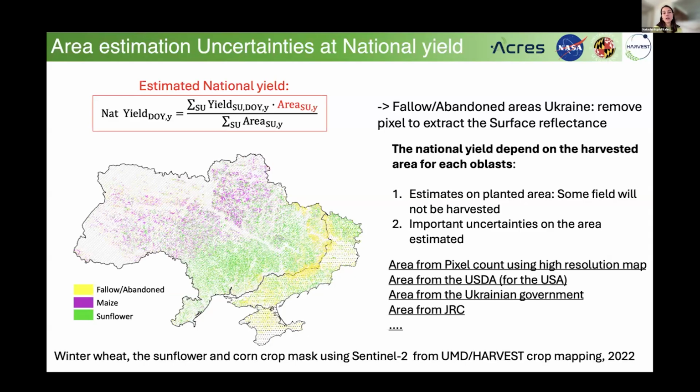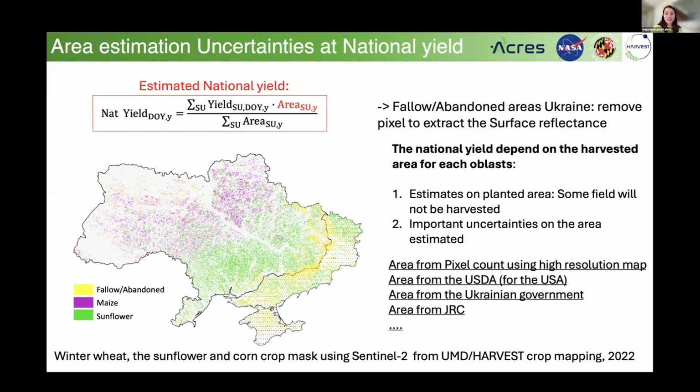Another source of uncertainty comes from the crop type mask. For example, here is a crop mask made by the Harvest team in 2022, showing different types of crop. As you can see here in yellow, you have the fallow, abandoned fields in Ukraine due to the war. It's important to remove these pixels from the DVI signal that I'm extracting, to remove these fields that were not cultivated and unbias my signal a bit.